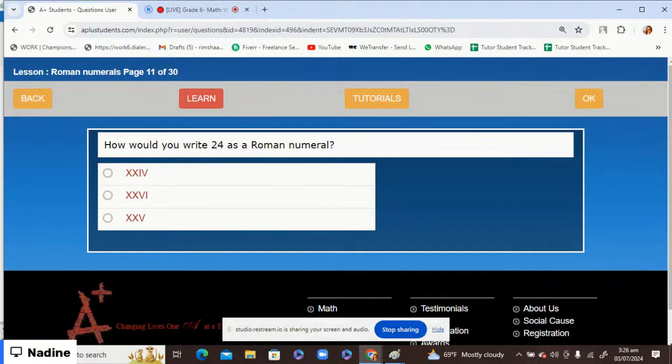Okay, now you tell me the answer of this one. How would you write 24 as a Roman numeral? Tell me the option. Option A, B, or C. Okay, think about it and then tell me this one. Option 1. Very good. Well done.